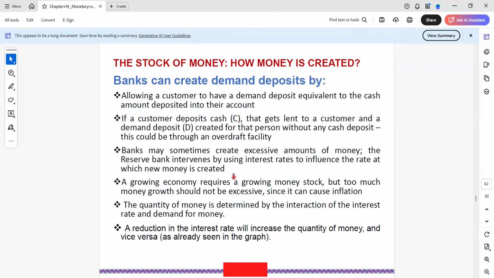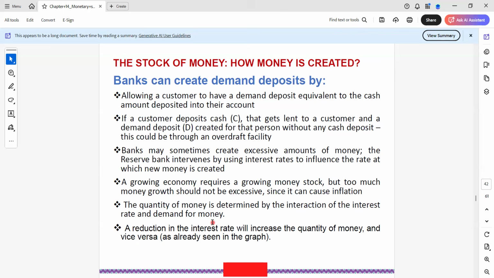The quantity of money is determined by the interaction of the interest rate and the demand for money. We said this in the previous slides. Remember, demand for money is the quantity of money that people are willing and able to hold at a specific point in time, right? The money that you are willing and able to hold will depend on the interest rate. If the interest rate is high, you would want to save that money. But if interest rates are low, you withdraw that money and use it, right? So the demand for money depends on the interest rate.